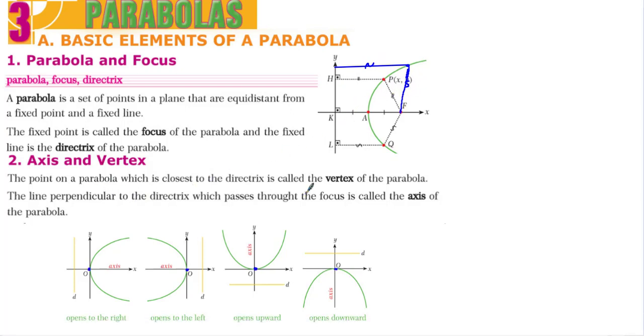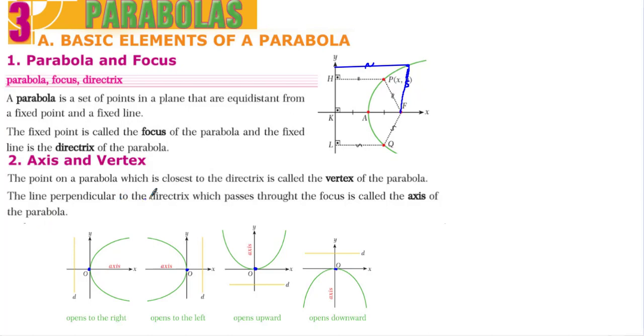Okay. What is axis and vertex? The point on a parabola which is closest to the directrix is called the vertex. Here this point is called the vertex point, which is closest to the directrix, and D1 is the directrix. Also, the left side of the vertex and the right side of the vertex are equal to each other, so it's easy for us to understand which point is the vertex.